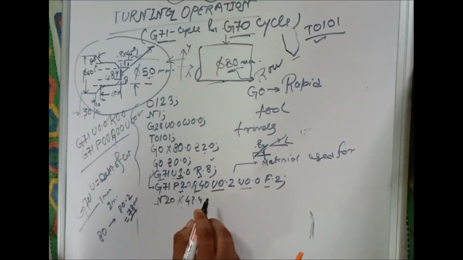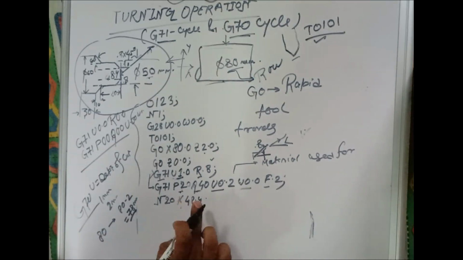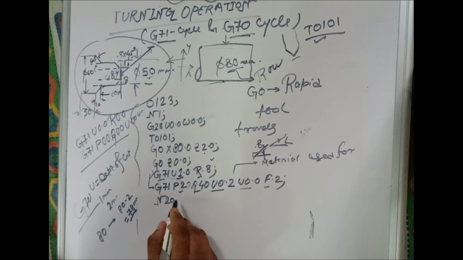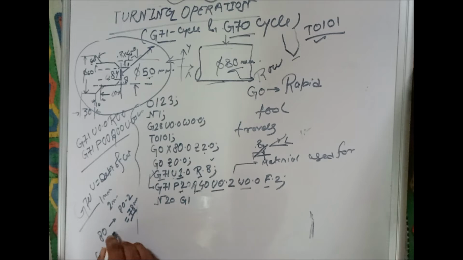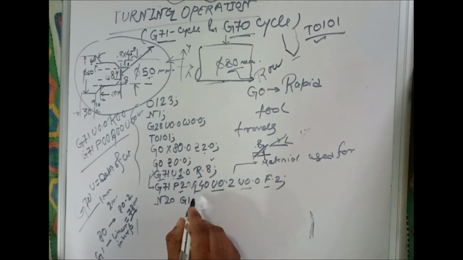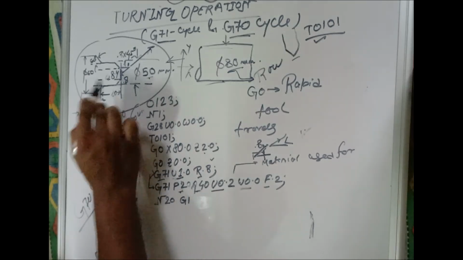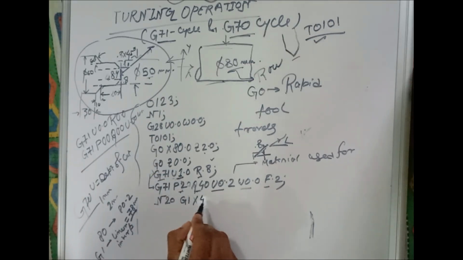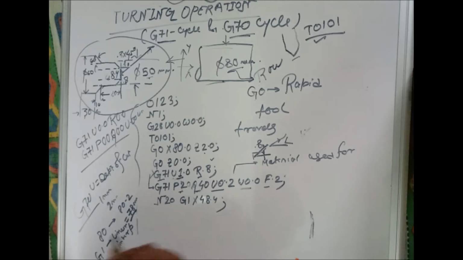Okay, end of block. But we have to give the code, that is G1. G1 means linear interpolation. It will be used for cutting purpose. So after writing G1, what is the value of X? That is 48.4, end of block. Okay, after that we will give the value of Z, that will be 0.0.